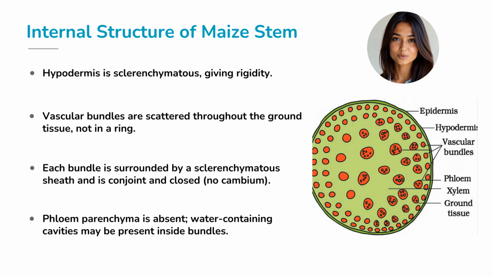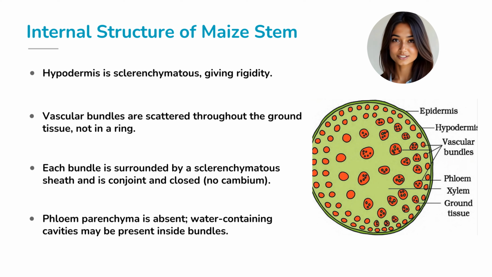Now compare that with a monocot stem like maize. The hypodermis here is sclerenchymatous, thick-walled and rigid, providing strength. The vascular bundles are scattered throughout the ground tissue, not arranged in a ring. Each bundle is surrounded by a tough sclerenchymatous sheath, and they are closed, no cambium, so no secondary growth. Another difference, phloem parenchyma is absent, and instead, water-containing cavities appear in the bundles.